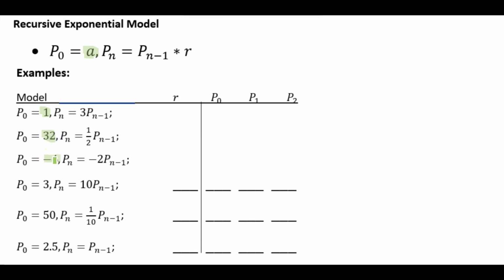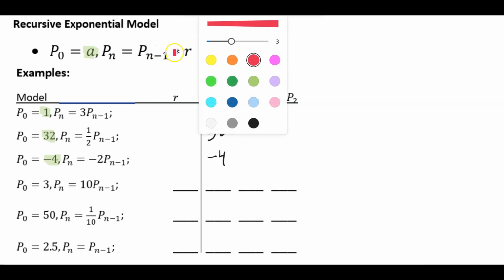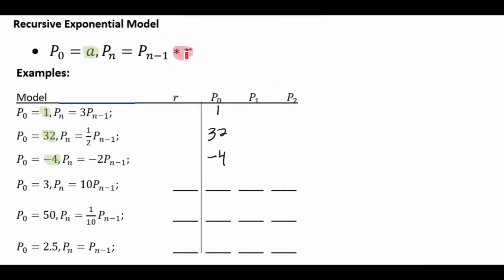which makes these very easy to start. P sub 0 would be 1, or it would be 32, or it would be -4, etc. We have the beginning. Next thing to note is the r value is the coefficient of the p sub n minus 1 term.